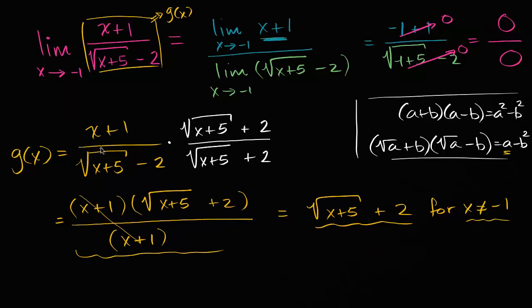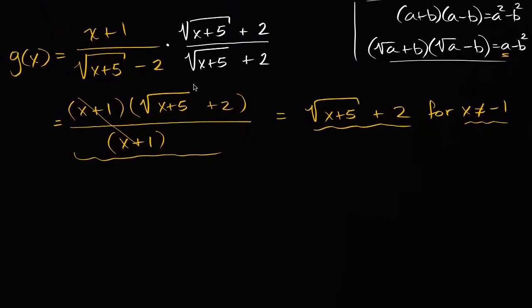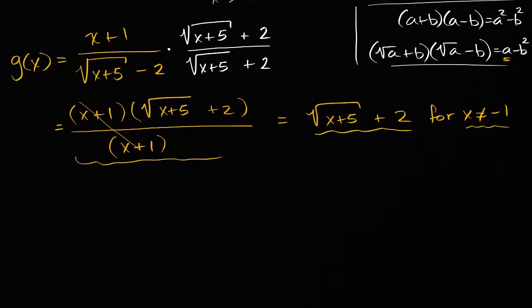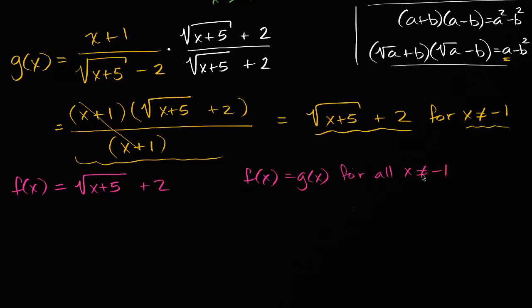Now, you might say, okay, well, how does this help us? Because we want to find the limit as x approaches negative 1. And even here, I had to put this little constraint that x cannot be equal to negative 1. How do we think about this limit? Well, lucky for us, we know that if we just take another function, f of x, if we say f of x is equal to the square root of x plus 5 plus 2, well, then we know that f of x is equal to g of x for all x not equal to negative 1, because f of x does not have that constraint.